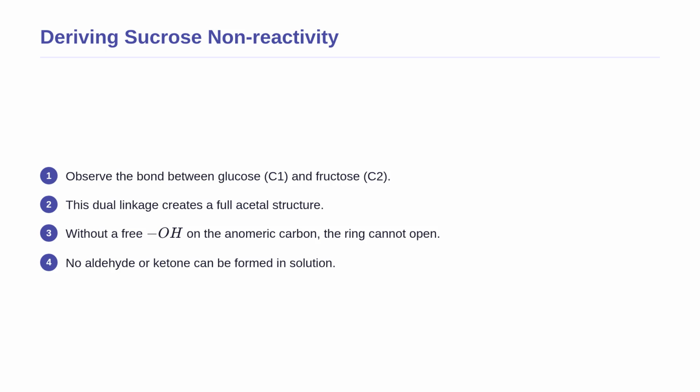Following our conclusion about sucrose, let us prove why it remains unreactive. When we observe the specific bond between carbon 1 of glucose and carbon 2 of fructose, we see that this dual linkage creates the full acetal structure we just discussed. The mathematical and chemical reality of an acetal is that without a free hydroxyl group on the anomeric carbon, the ring is physically incapable of opening. Because the ring cannot open, no aldehyde or ketone can ever be formed in solution, proving exactly why sucrose cannot donate electrons.